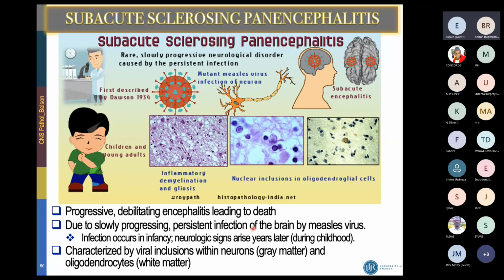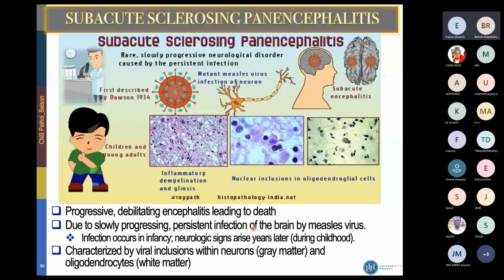So it is a progressive debilitating encephalitis leading to death. Due to slowly progressing persistent infection of the brain by measles virus. Although the infection occurs in infancy, neurological signs arise years later during childhood. So there will be viral inclusions within the neurons, gray matter, and the oligodendrocytes. This disease doesn't affect only the oligodendrocytes or white matter, but also the neurons themselves. That's where we find the issue, the sclerosis here is not only in the white matter, it is also in the gray matter.